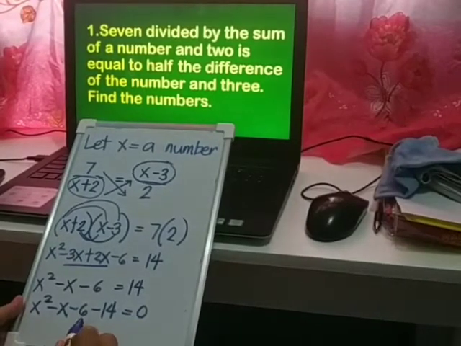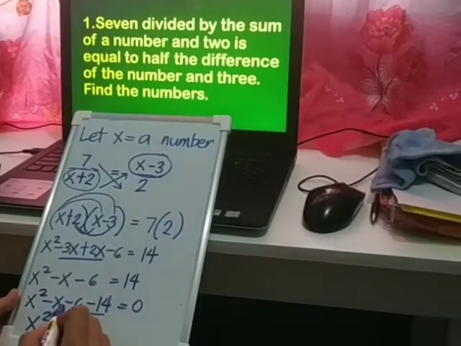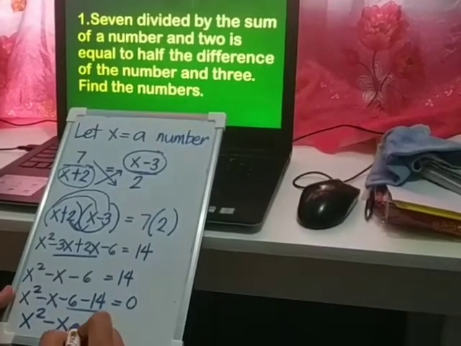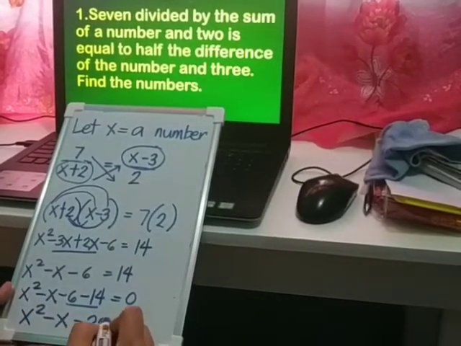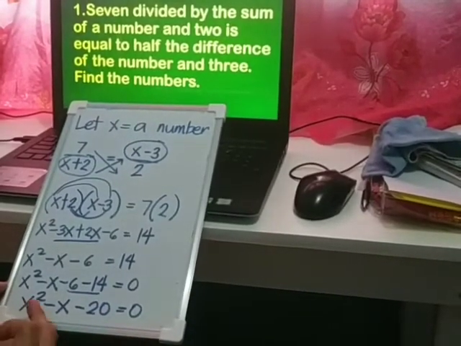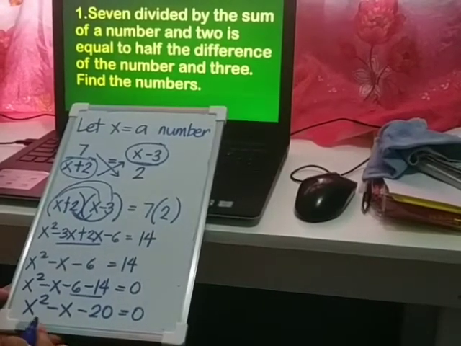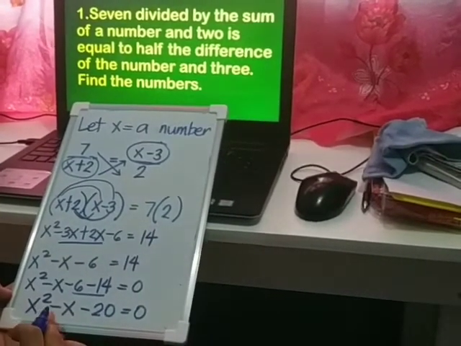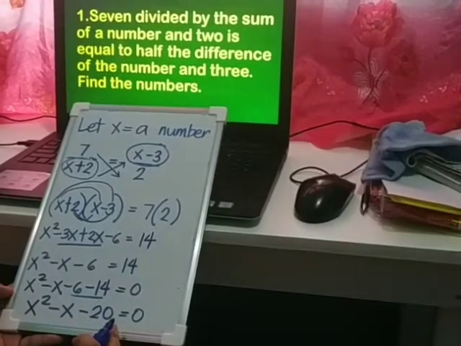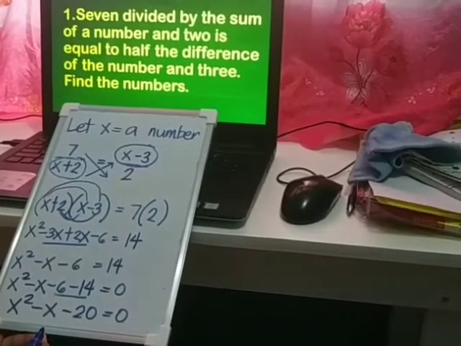And then, let's combine them. That's x squared minus x. Negative 6 and negative 14 is negative 20. And so, our equation is here. x squared minus x minus 20 equals 0. All you need to do is to factor x squared minus x minus 20. What are the factors of x squared minus x minus 20?